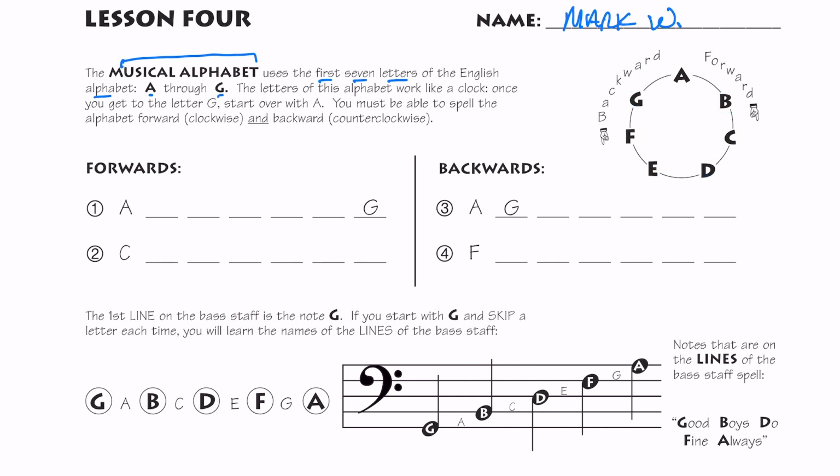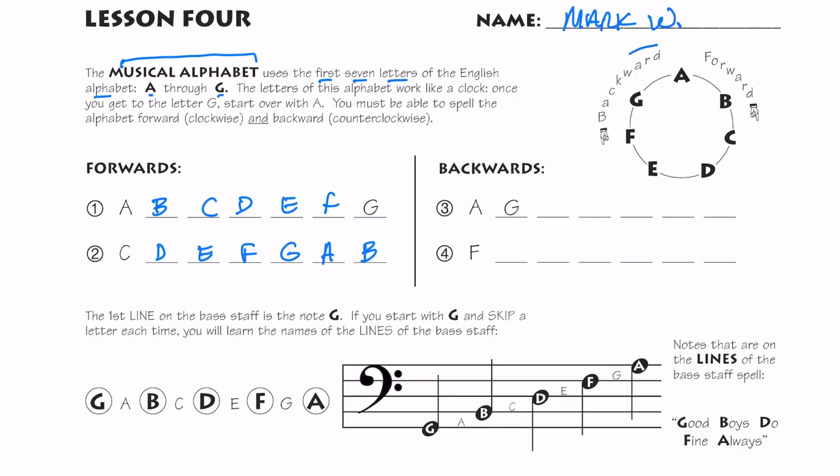So on number 1, all I'm doing is spelling the musical alphabet forwards. Starting on A is very simple because I just go A, B, C, D, E, F, G. That's easy. Hopefully you got that. But I can start on any letter name. So C, D, E, F, G. Now once I get to G, there is no H, so I just start over, A, B. Forwards is easy.